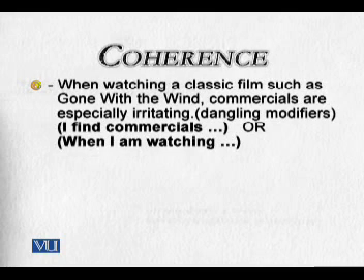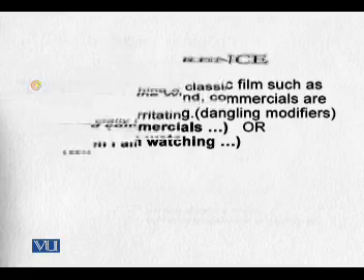When watching a classic film such as Gone with the Wind, I find commercials. Now, this is something which was missing. So that's what we call dangling modifiers, modifying something else than what it was used for. I find commercials especially irritating. Now, when I say I find, the previous verbal form of the modifier is now linked with when I'm watching this movie, and if there are some commercials, they irritate a lot.